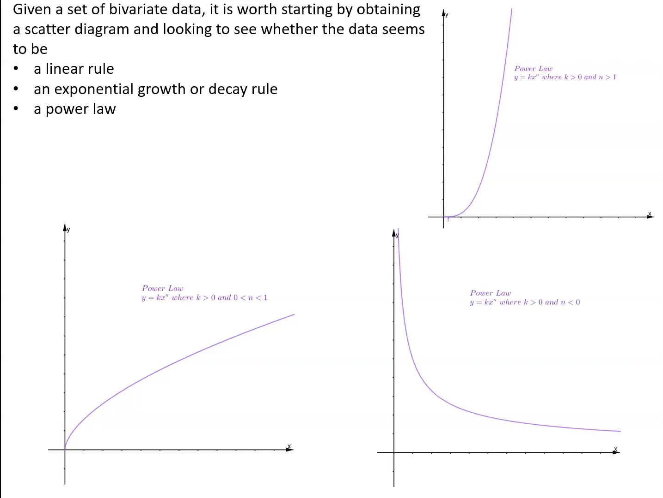And if we have a power law with a negative value of n, then the line x equals 0 is going to be an asymptote to our curve, and also the line y equals 0 is going to be an asymptote to our curve. So in other words, as x tends to 0, y is going to tend to infinity, and as x tends to infinity, y tends to 0.